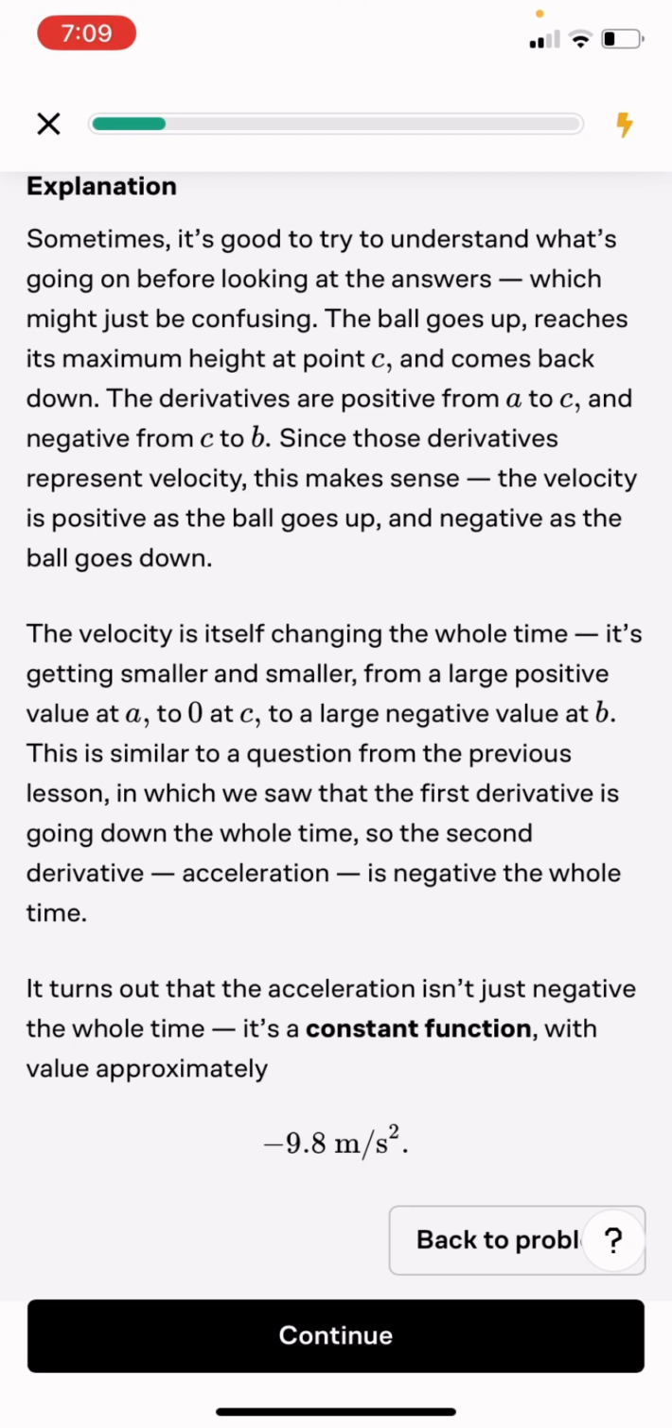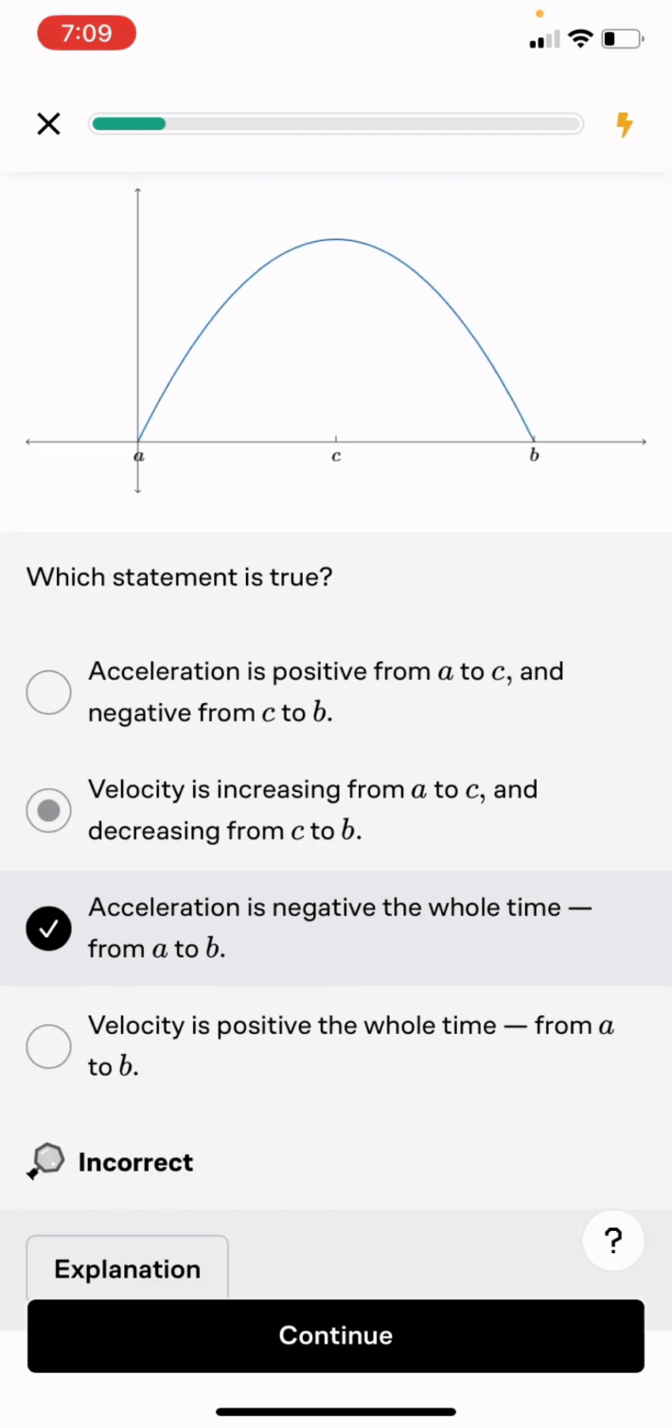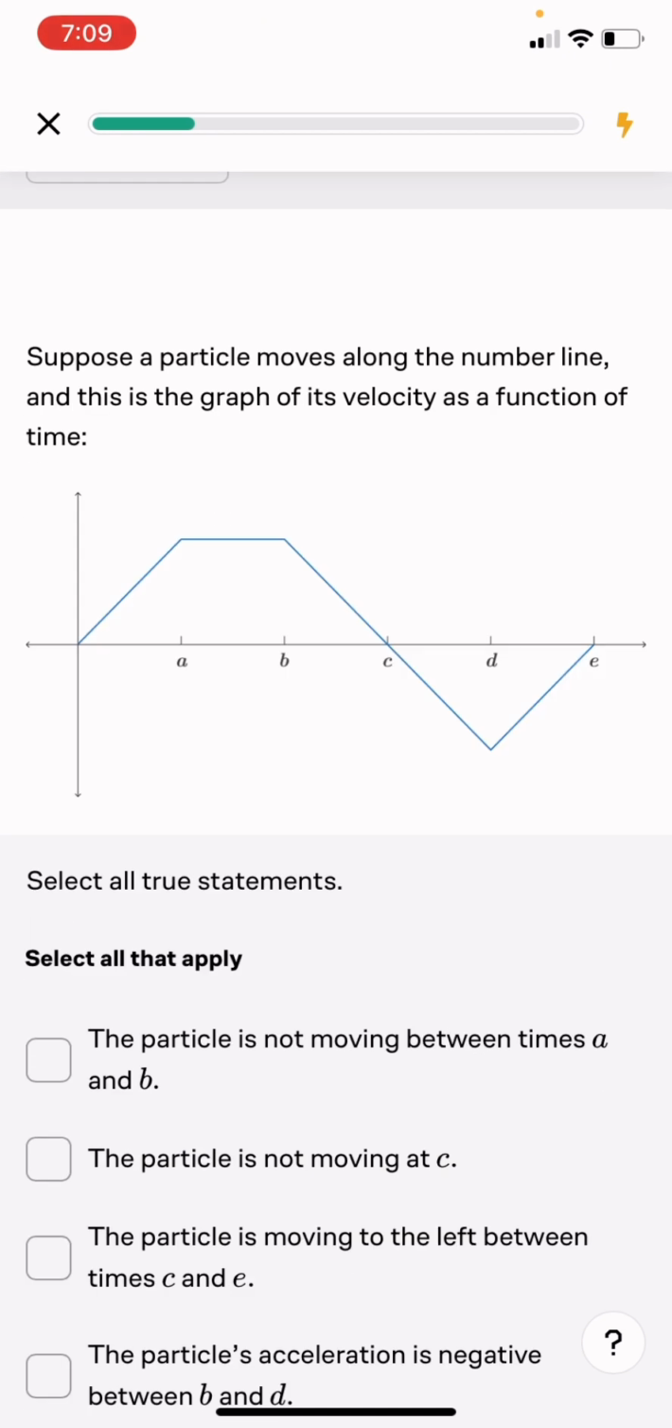Suppose a particle moves along the number line, and this is the graph of its velocity as a function of time. Select all the true statements. So as we saw here, acceleration is negative. The particle is not. The particle is moving to the left.